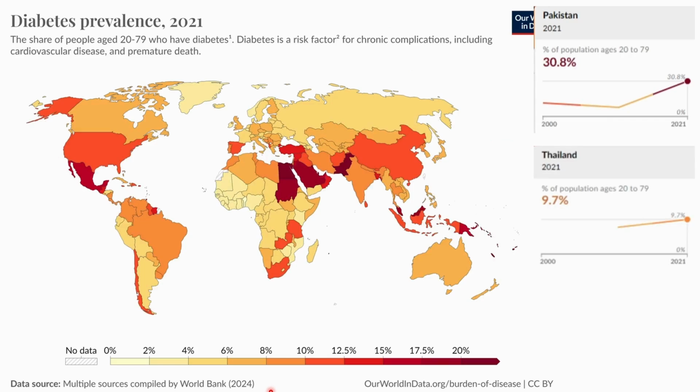If you look at this, you can see the prevalence of diabetes in 2021. You can see the highest rate occurred in Pakistan, where more than 30.8% of the people in the country have diabetes. And the least, you can see in Thailand. Thailand is around here, where 9.7% of the people in the population have diabetes.